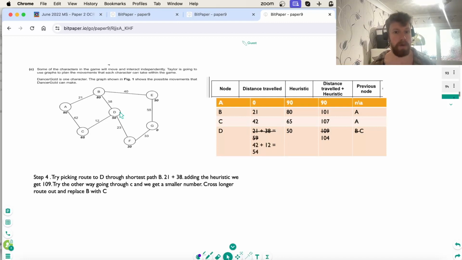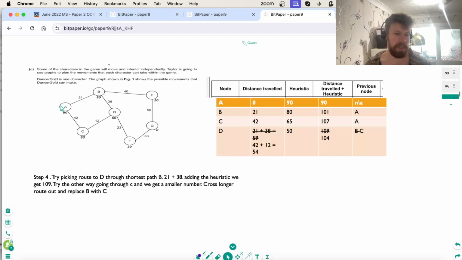So the first route I'm going to go for is, because B is shorter, I'm thinking that I'm going to be using that one. So if we have a look, it's going to be 21 plus 38. So we add those two together. And then my heuristic is going to be 50, so that gives me 109 there.